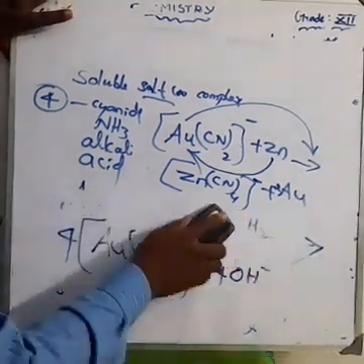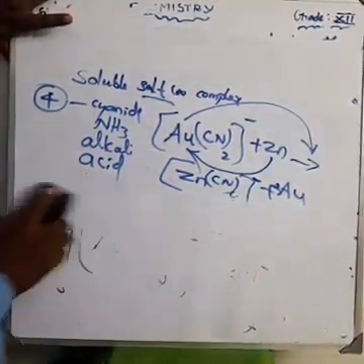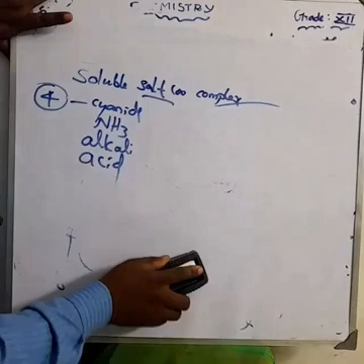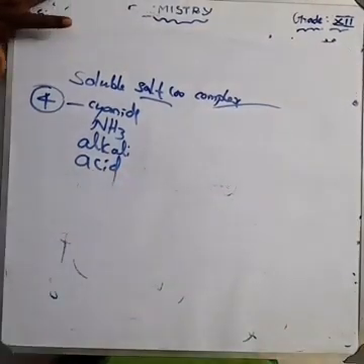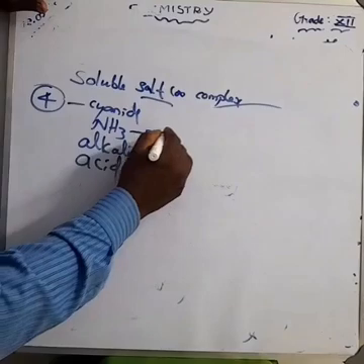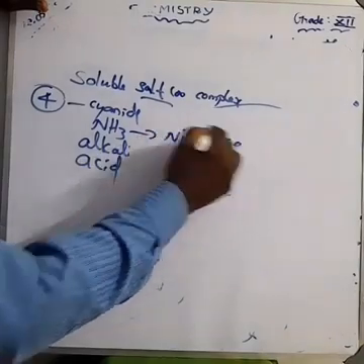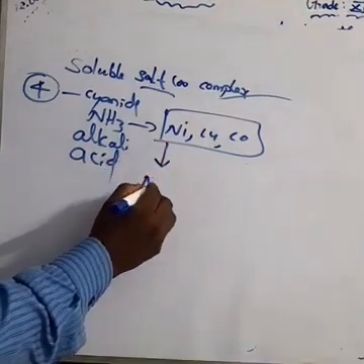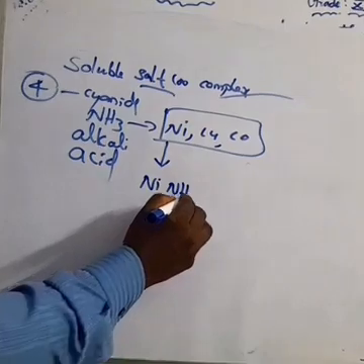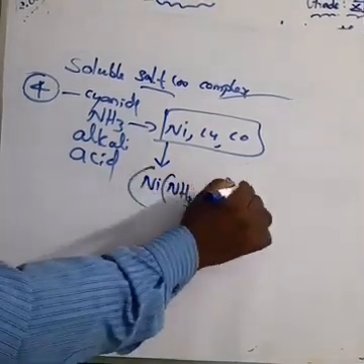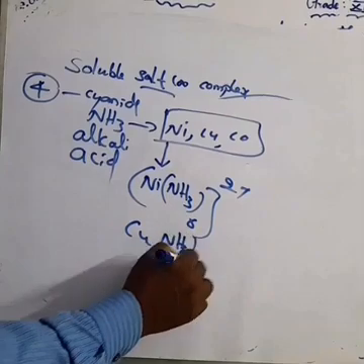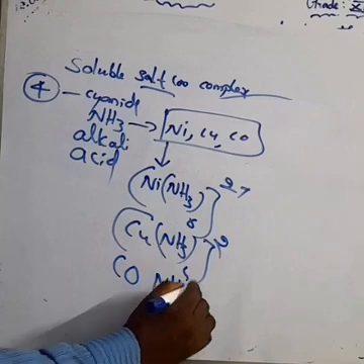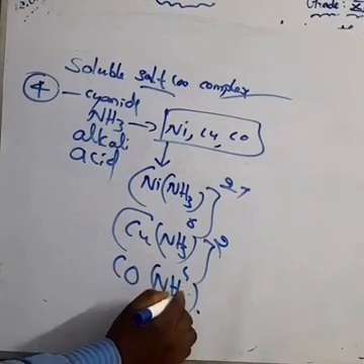Okay, next is ammonia leaching. Here we are taking ammonia as the solvent. When a crushed ore containing nickel, copper, cobalt is treated with ammonia, we get some complexes. Which complexes? [Ni(NH3)6]2+, [Cu(NH3)4]2+, [Co(NH3)5(H2O)]3+. These 3 complexes we get.